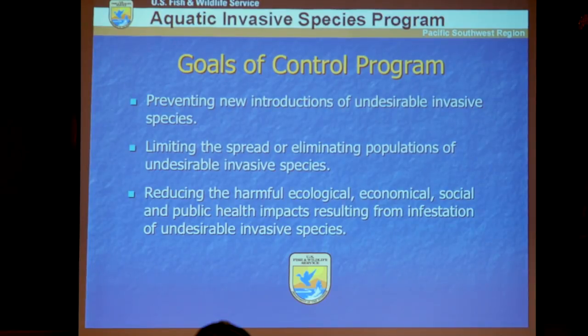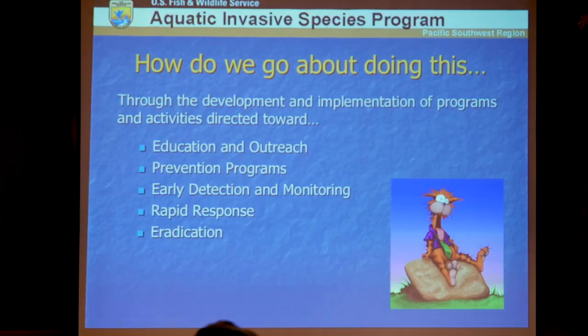Okay, so how do we go about doing this? Again, here we go: education and outreach, prevention programs, early detection and monitoring, rapid response, and eradication. So we'll go into each of these in a little more detail with a focus on control.